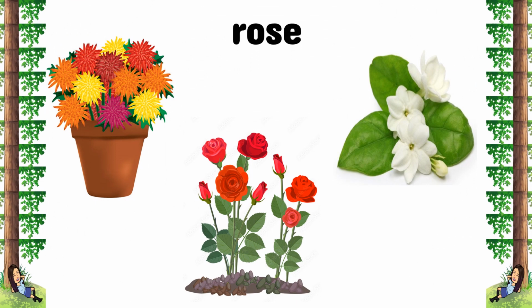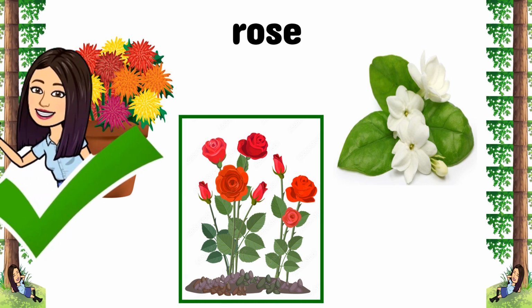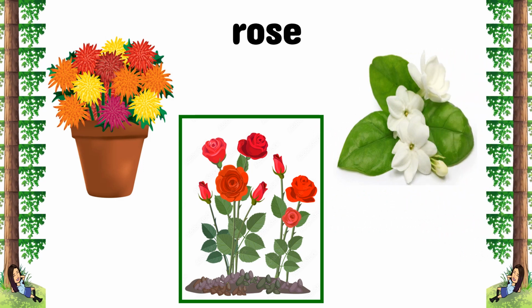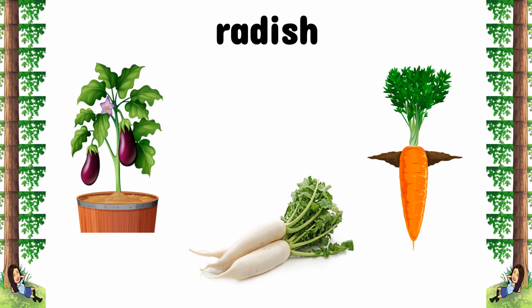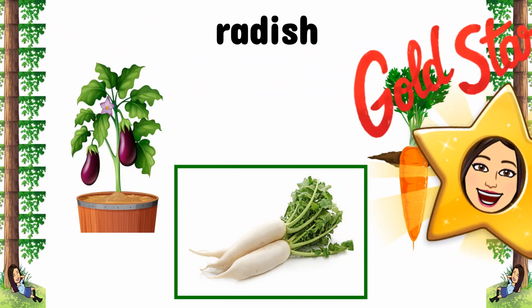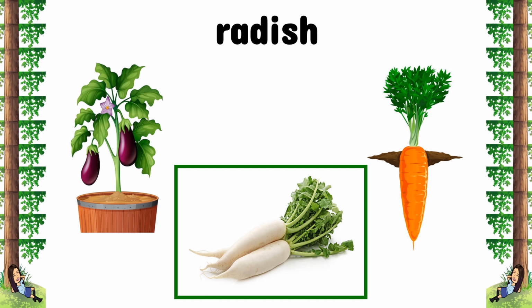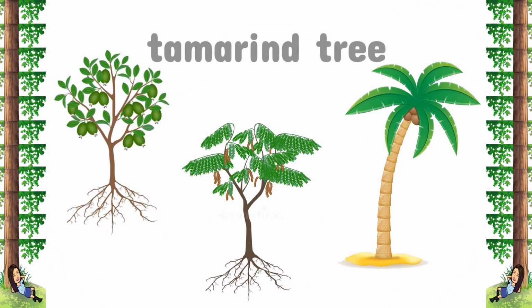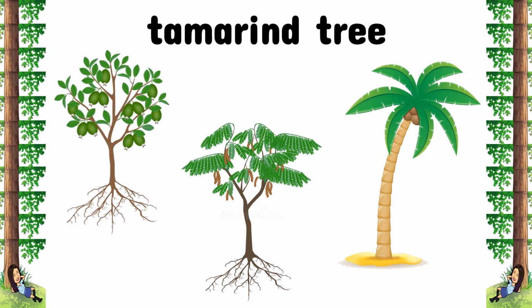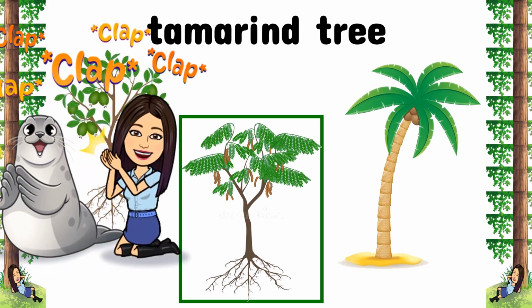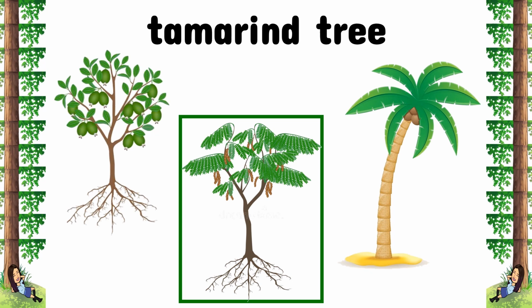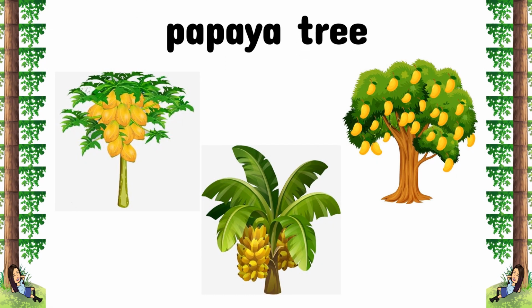Rose. The answer is rose. Radish. And this is the radish. Tamarind tree. The correct answer is tamarind tree. Papaya tree. And this is the papaya tree.